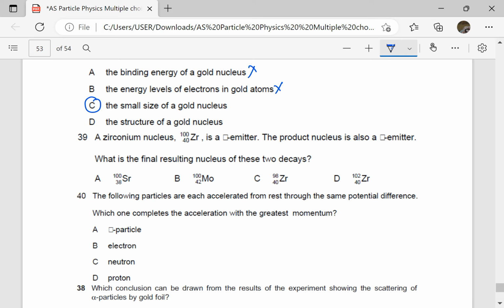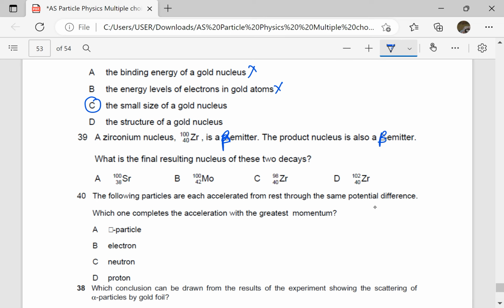Zirconium nucleus Zr-140 is an alpha, or I think that is a beta. I think it is an alpha emitter. No, this is going to be a beta, not alpha. It doesn't make good sense to say it is an alpha emitter. That must have been beta. That is a beta emitter. The product nucleus is also a beta emitter. Let's also add a beta emitter there.